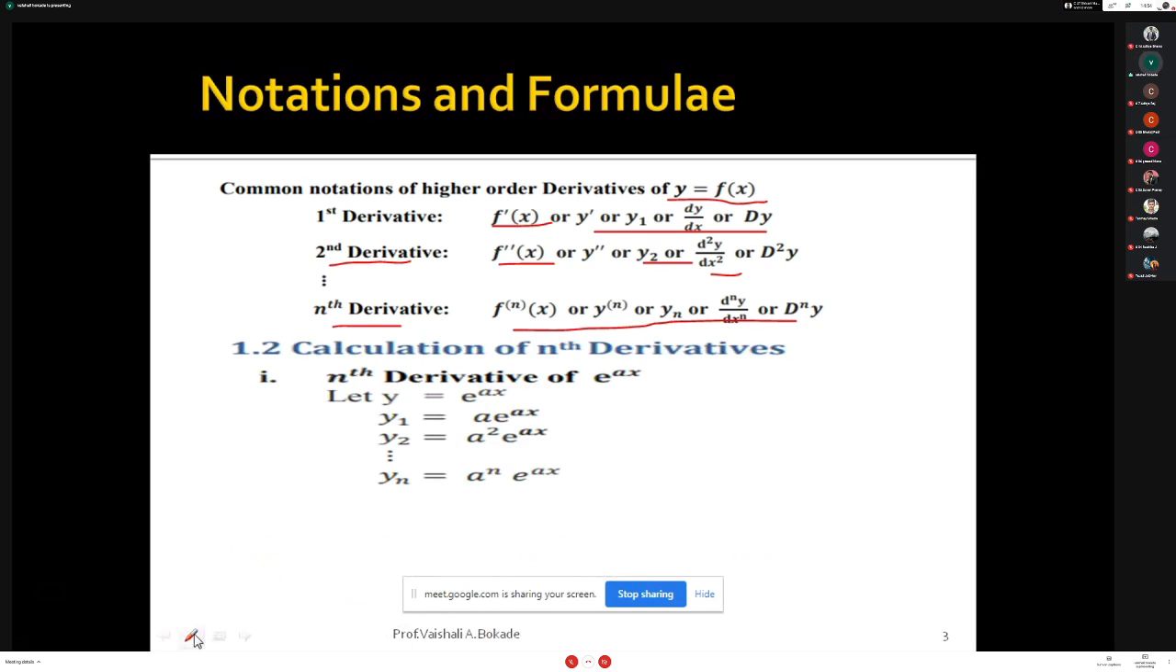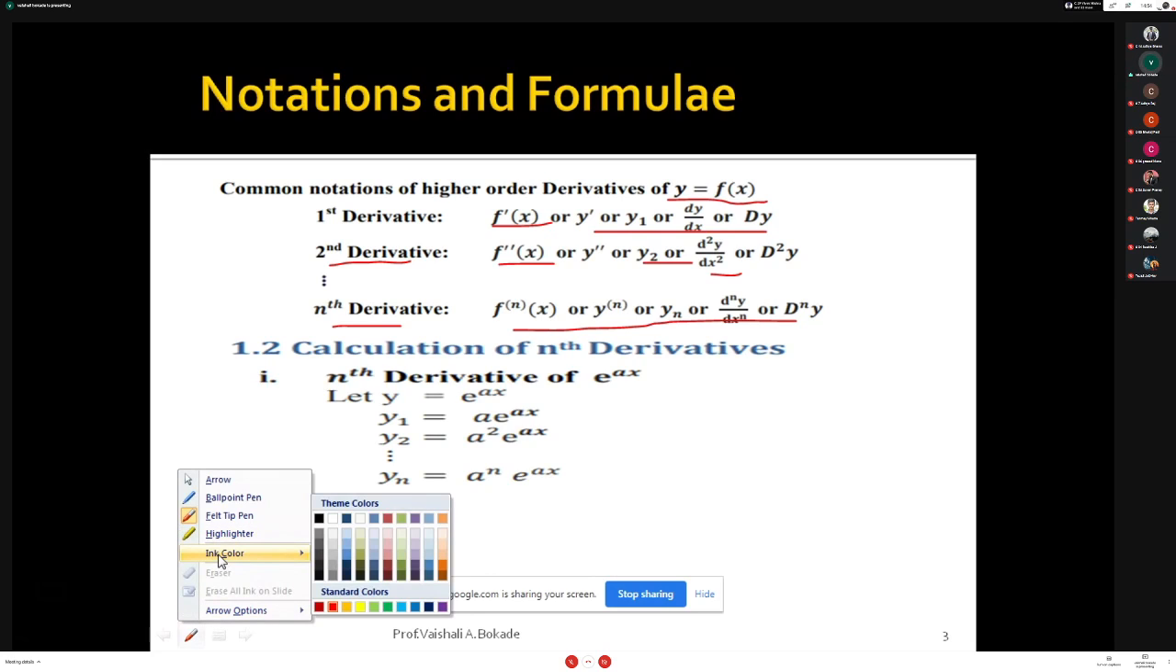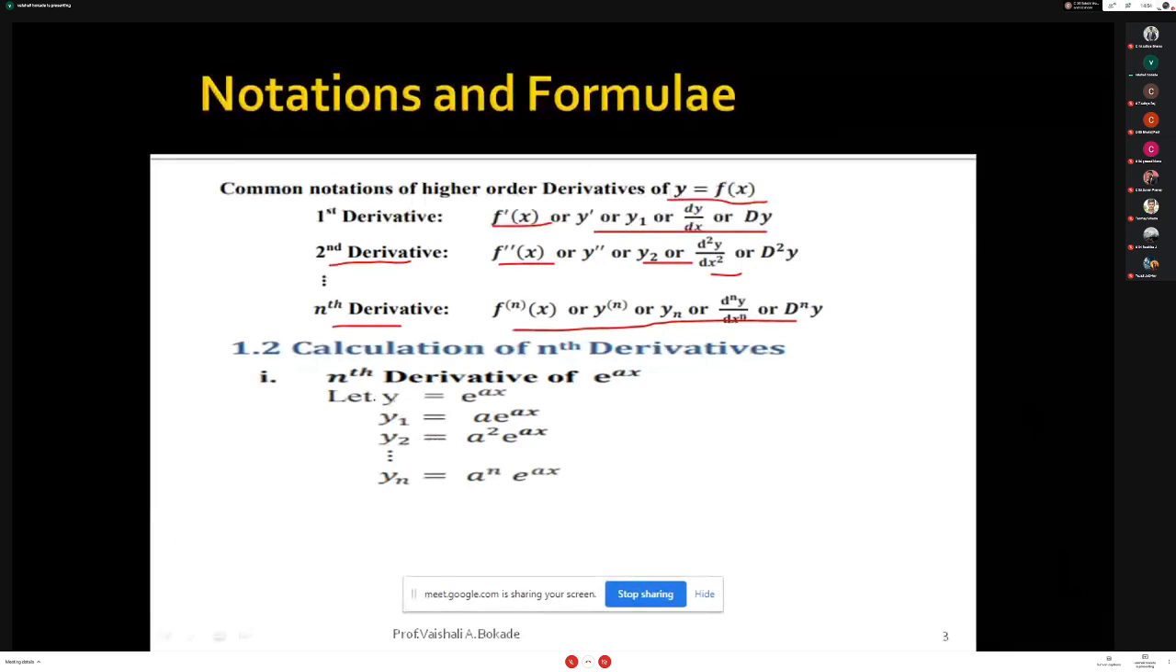Now, whenever I want to find the nth derivative for a certain function, see here. I take one of the functions, y is equal to e raised to ax, and I want to find the nth derivative for this function. So how do I proceed? I differentiate y, e raised to ax.